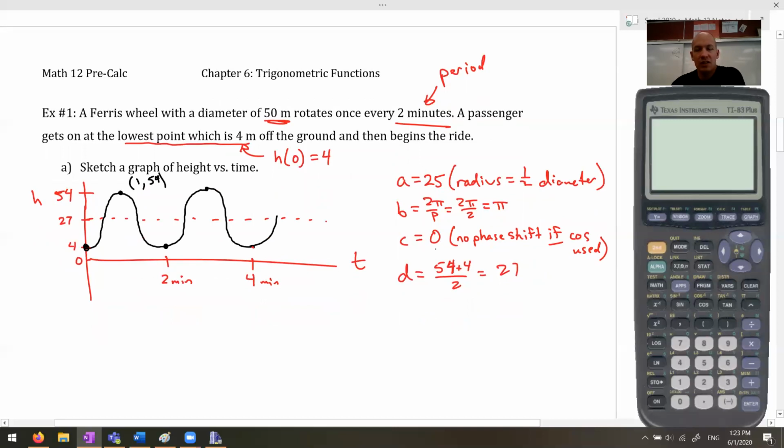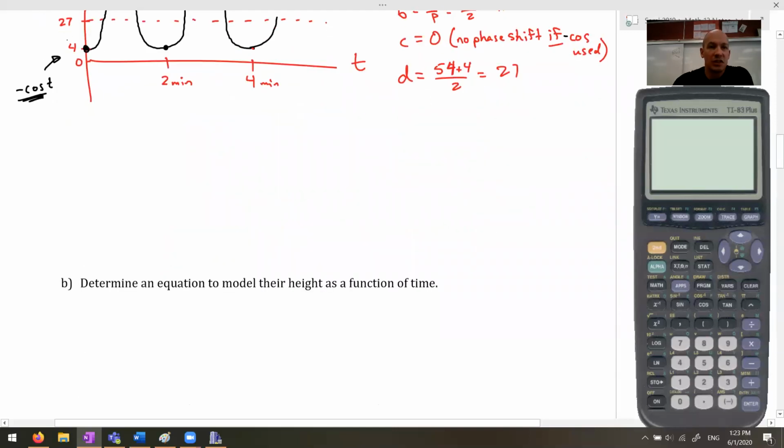Now I'm saying C equals 0 if there's no phase shift. And I'm going to add one thing here. I'm going to write if negative cosine is used, because we can see that this looks like negative cosine of t. Okay, so there's my graph, and of course part B says determine an equation.